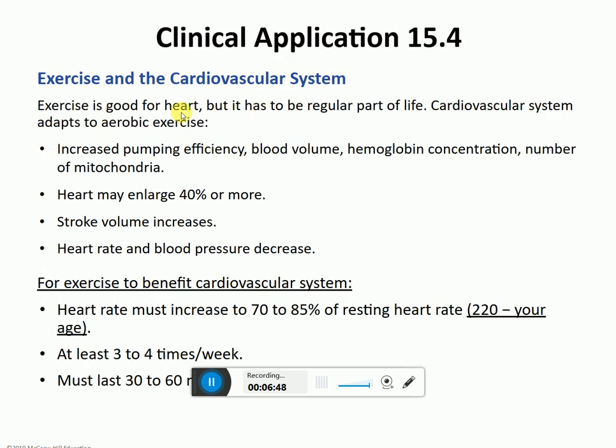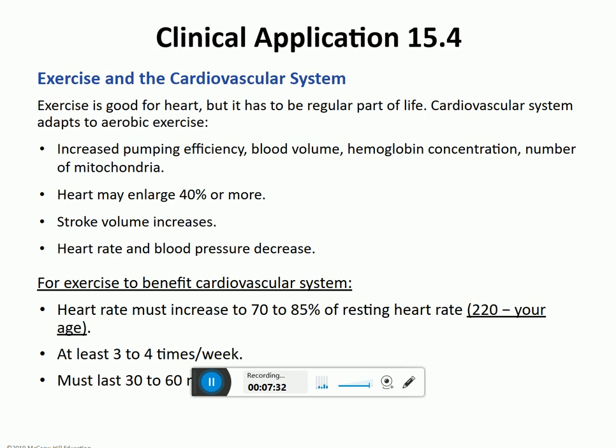So we all understand the importance of exercise and how that relates to a healthy cardiovascular system. What are the benefits? Exercise increases the heart pumping efficiency, it increases our hemoglobin concentration, and it increases the number of mitochondria, not only in our skeletal muscles, but also in the heart. The stroke volume increases because the heart becomes stronger, and all of that happens with a reduction in blood pressure and in heart rate.